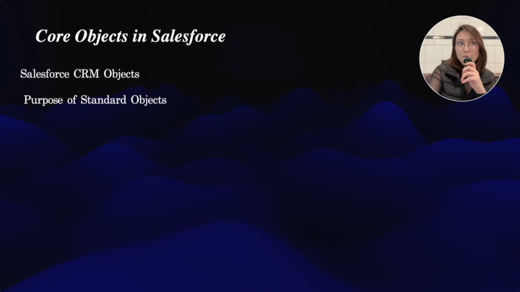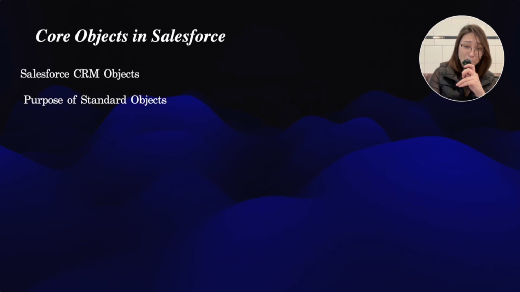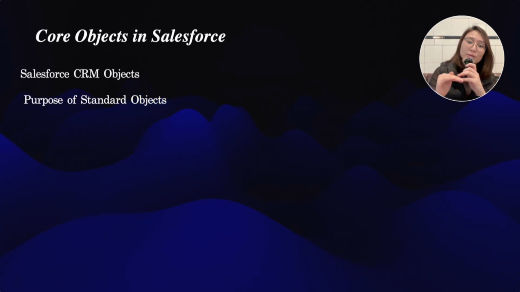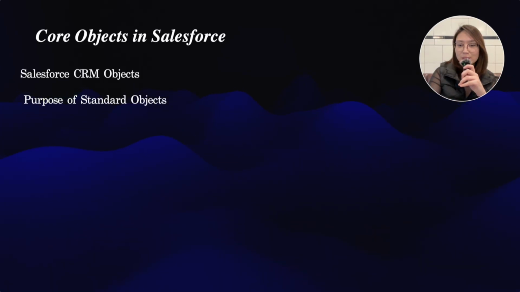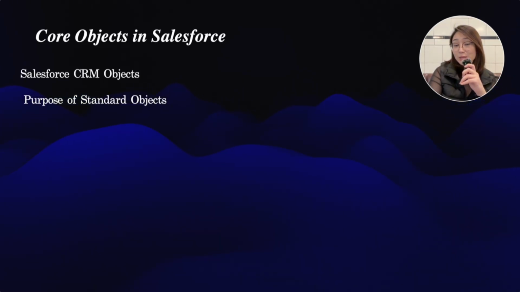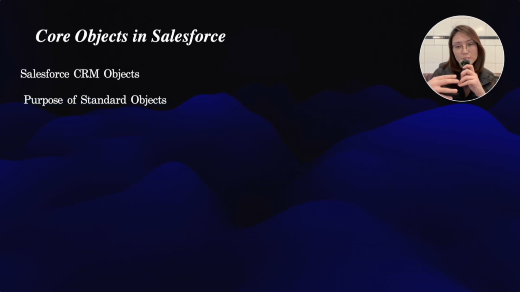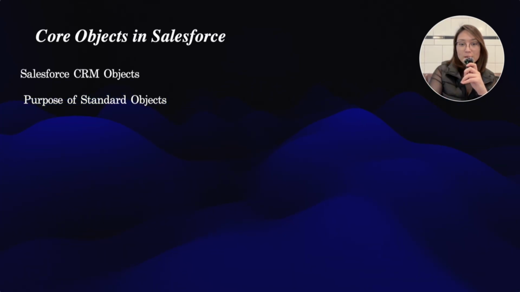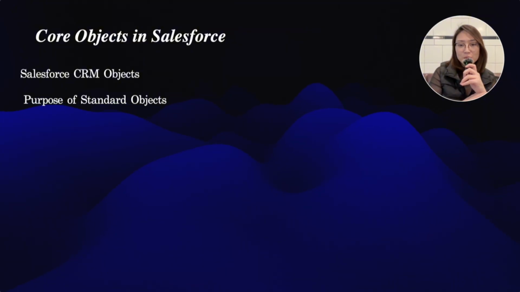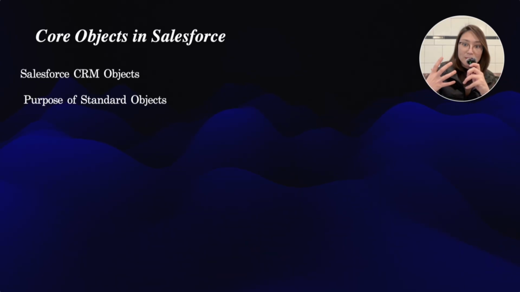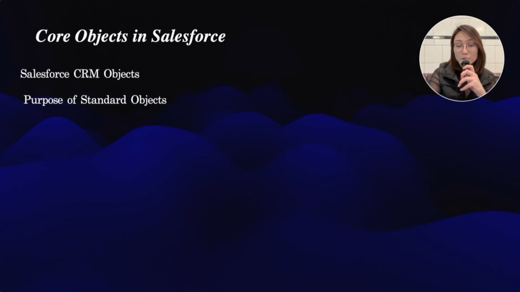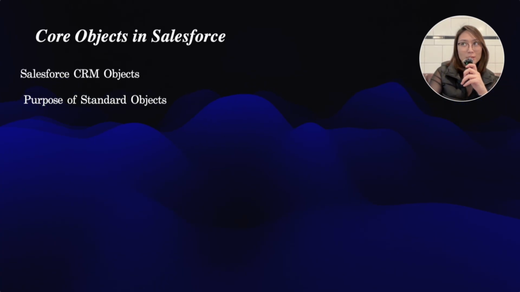Now, why do standard objects exist? The main purpose is to support common business processes, and almost every company deals with leads, customers, sales, and orders, right? So standard objects are designed to handle these processes in a structured way. They save time, they reduce complexity, and they give us best practices by default.